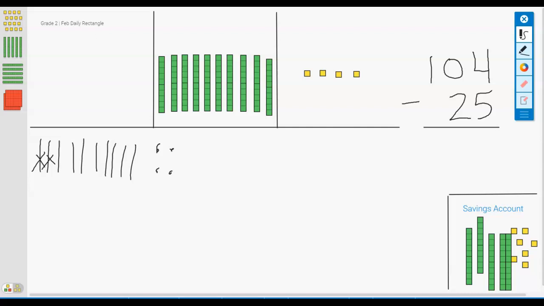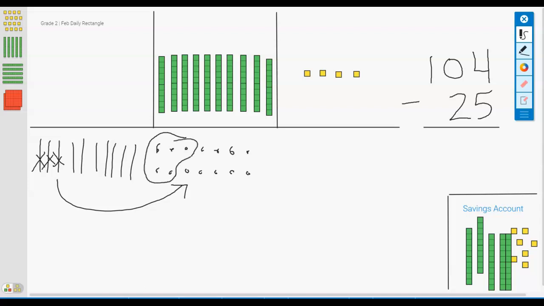Oh, you might be thinking about decompose again. I need to decompose or take apart another 10 and turn it into 10 ones. I'm going to take this 10 and move it over into my ones. And I need 1, 2, 3, 4, 5, 6, 7, 8, 9, 10 more ones. Can I take my 5 away now? I sure can. I have more than enough.